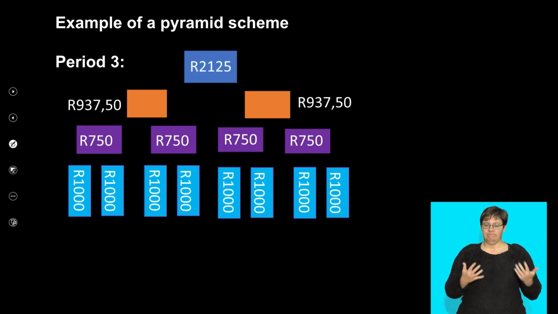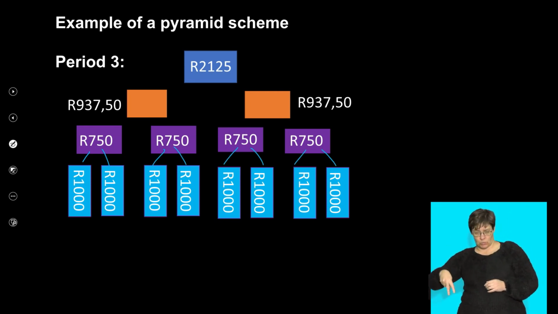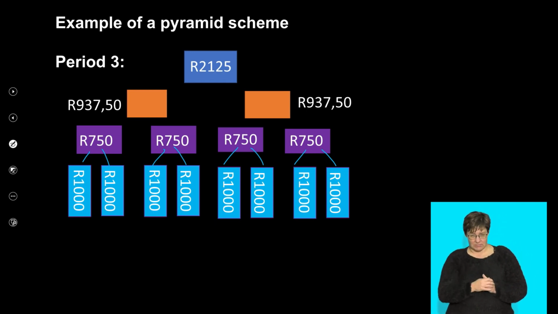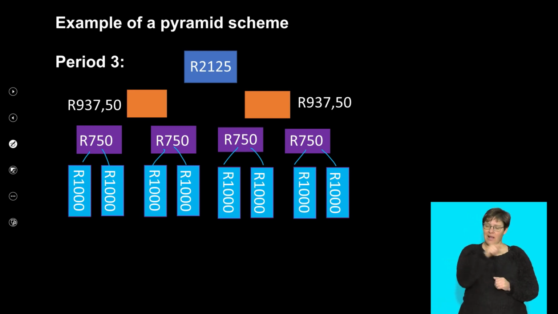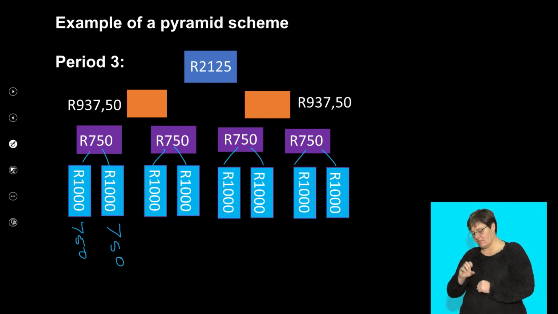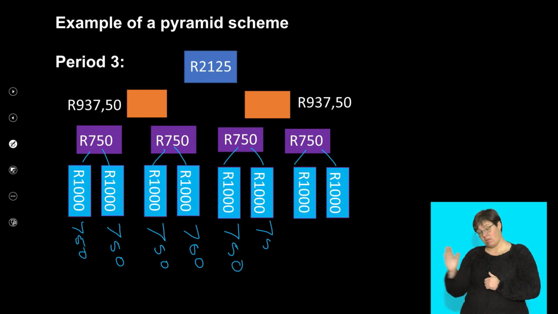And then when it gets to period 3, the 4 people, each of them recruits 2 people, because remember, it's all about recruiting 2 people. If we're to work out this again, although we don't really need to, it means this person will now only have the 750 rands after training. This one will have 750, this one will also have 750. All of them will just have 750 after training.